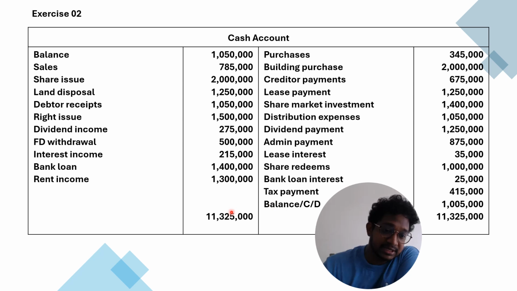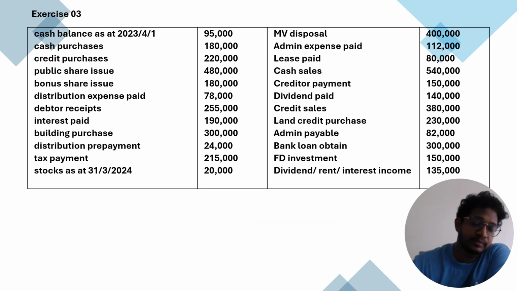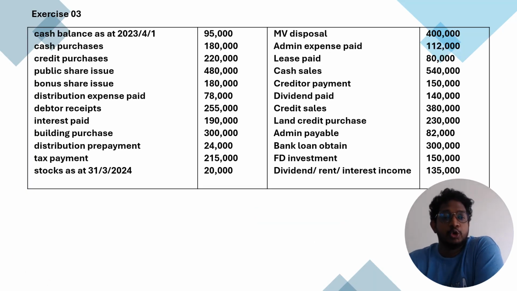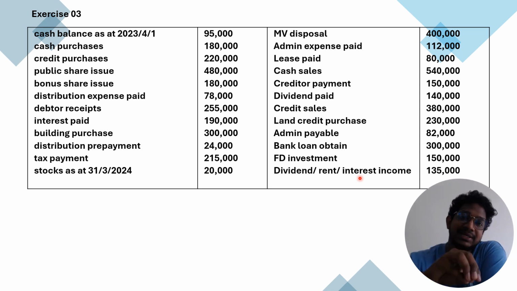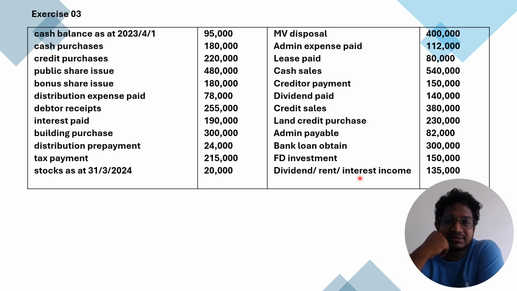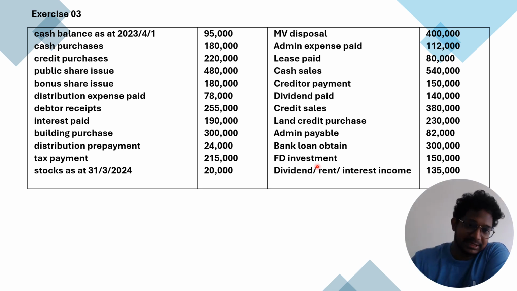Let's see exercise number three. As I told earlier, this exercise contains cash inflows and outflows with some other non-cash transactions like assets, equity transactions, and liabilities. So you have to pick correctly the cash inflows and outflows and then record them in the correct places.